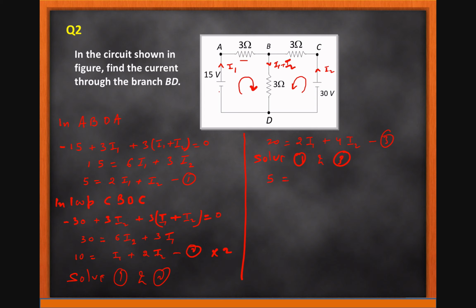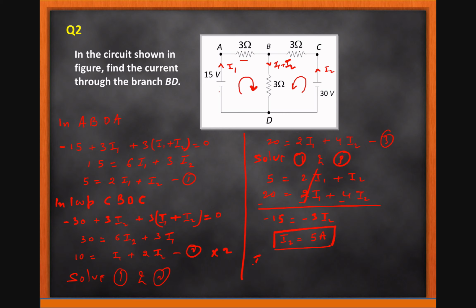5 equals 2I1 plus I2, 20 equals 2I1 plus 4I2, subtract. This will cancel, so minus 15 is equal to minus 3I2, so I2 is equal to 5 ampere. So I2 is 5 ampere.